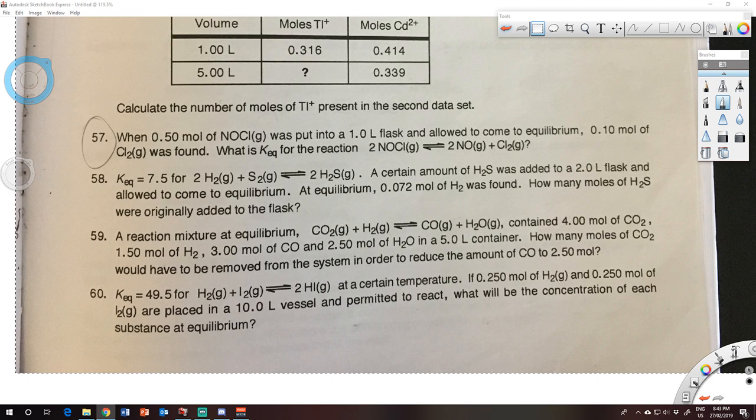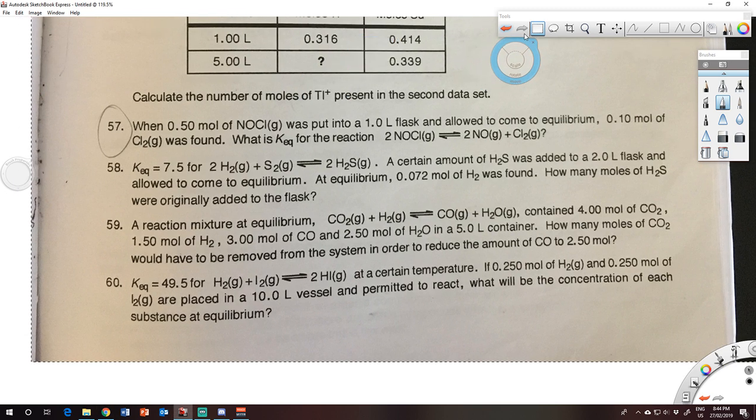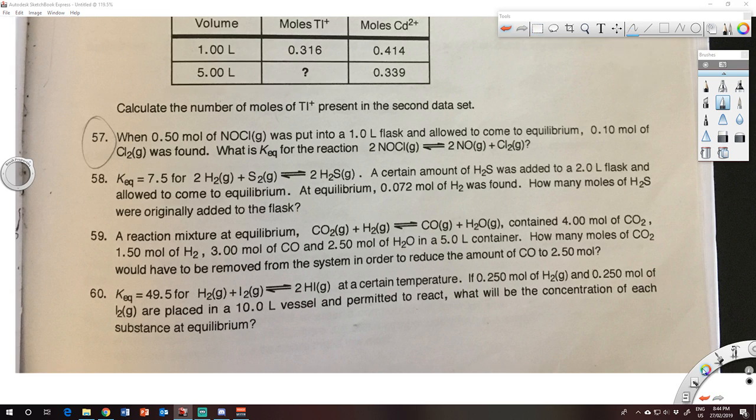What's 58? 58 gives us KEQ in a reaction. How many moles of H2S were originally in the flask? I think I did one already like that. The only thing to watch out for in this one is that they give you moles and not molarity, and they ask you for moles after. That's kind of the only thing you have to ask. But it's similar to one of the ones we answered earlier.